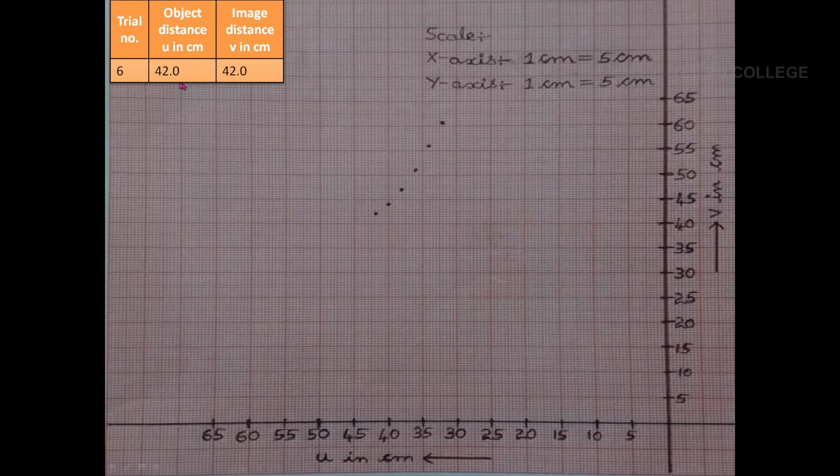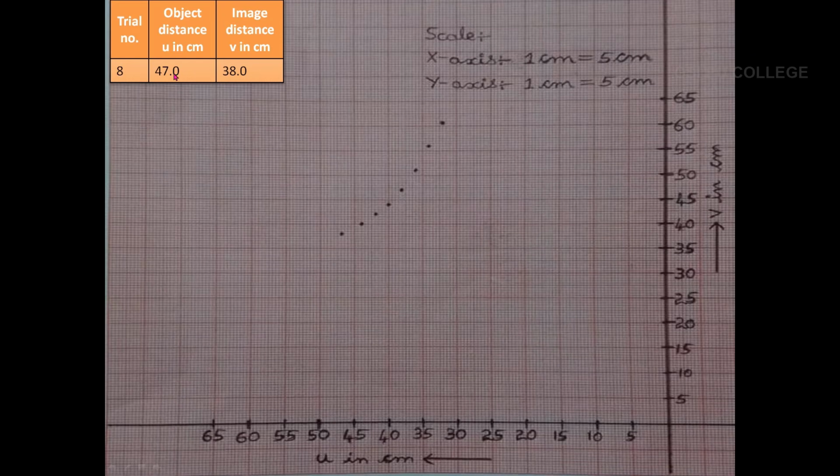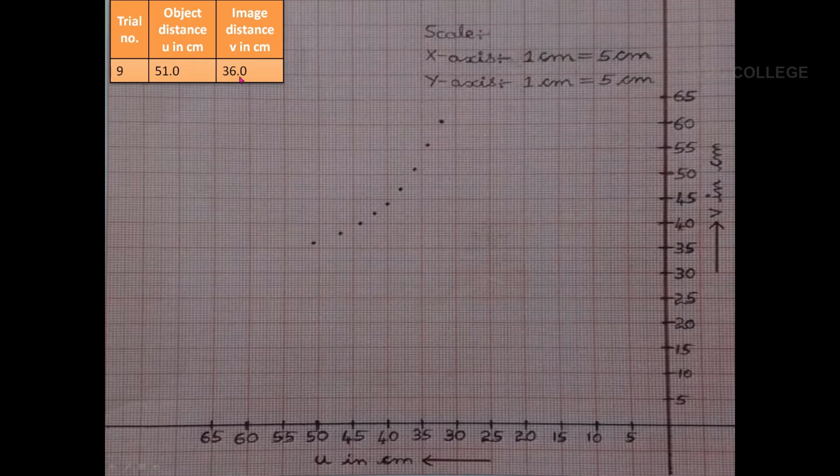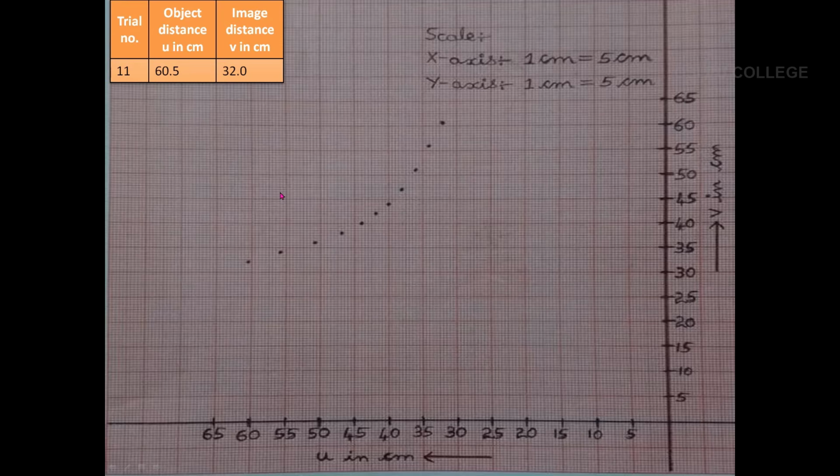This is a point. Next, here we are getting the object distance as 42 centimeter and also image distance is equal to 42 centimeter. This is a point. For 44 centimeter of object distance, image distance is 40. This is a point. Similarly, for 47, it is 38. This is the point. Next, for 51 centimeter, 36 centimeter, this is a point. 56 centimeter of object distance, 34.0 centimeter is the image distance. Next, finally, for 60.5 centimeter of object distance, 32 centimeter is the image distance.